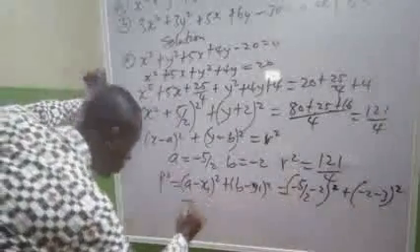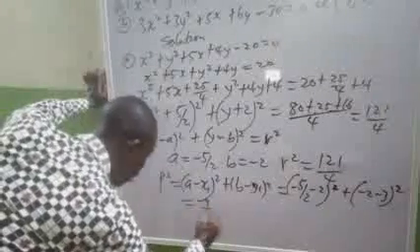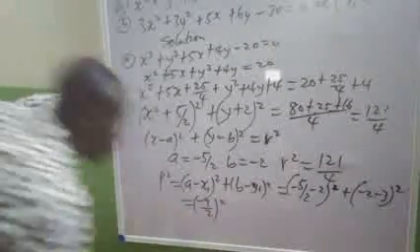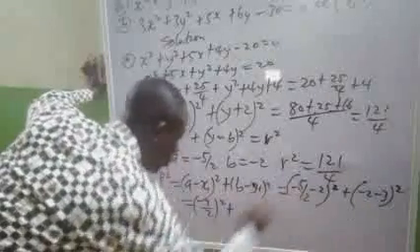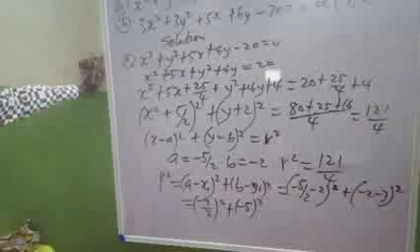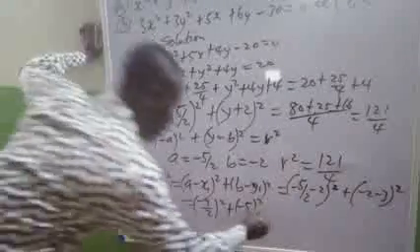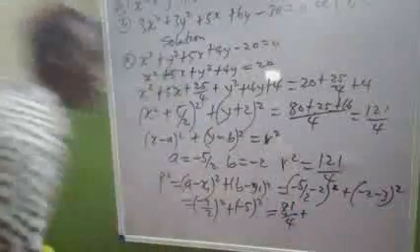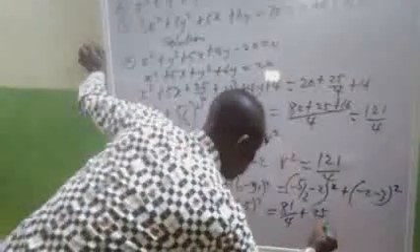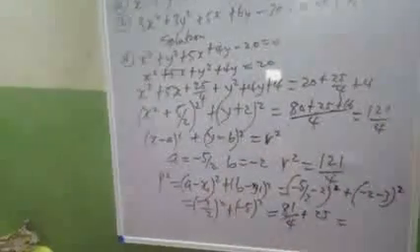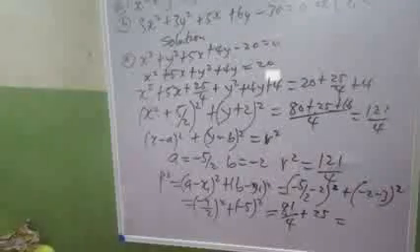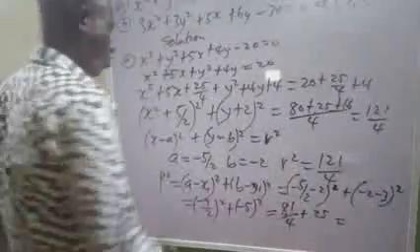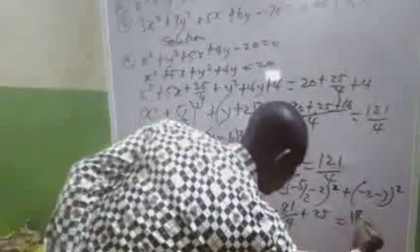So this will be equal to minus 9 over 2 squared plus minus 5 squared. And this will be equal to 81 over 4 plus 25. And if you solve this, 4 times 25 is 100. So our p squared is equal to 181 over 4.